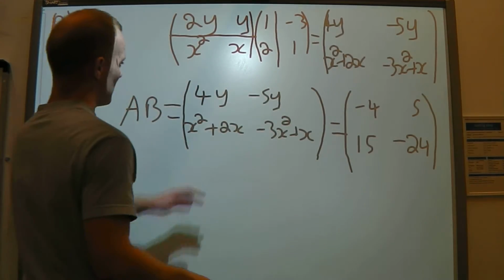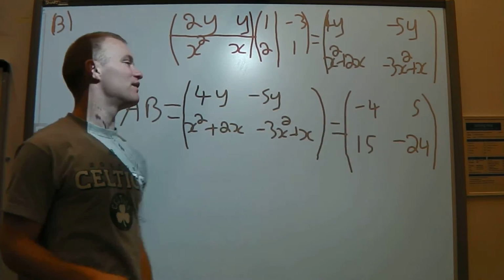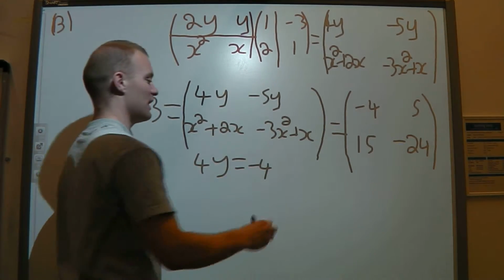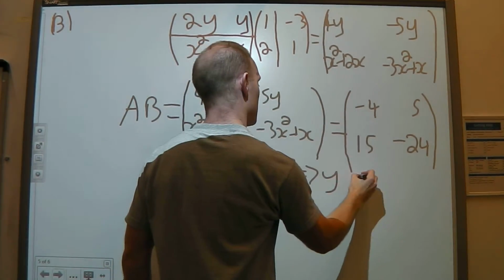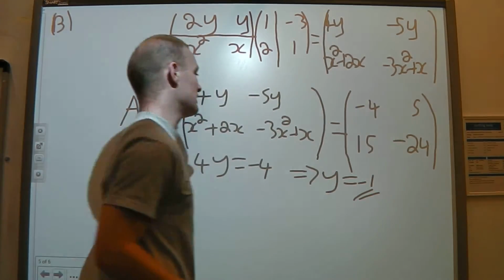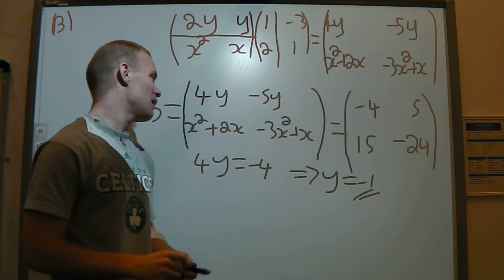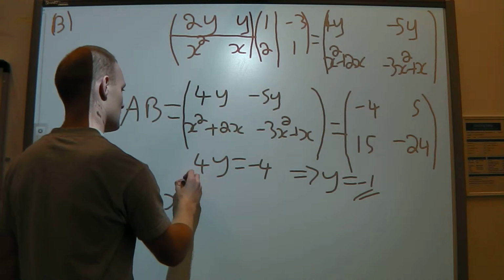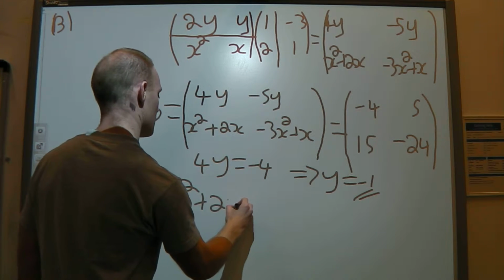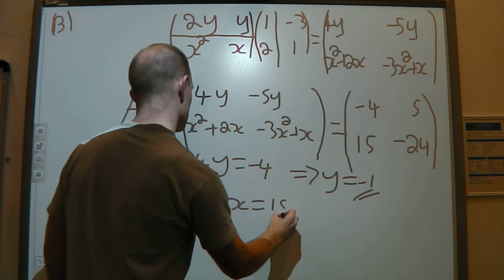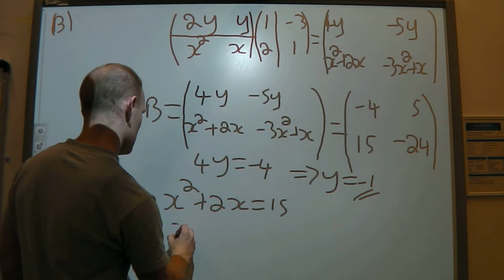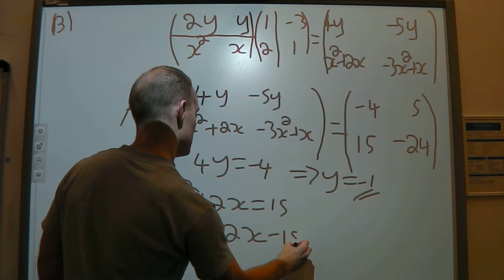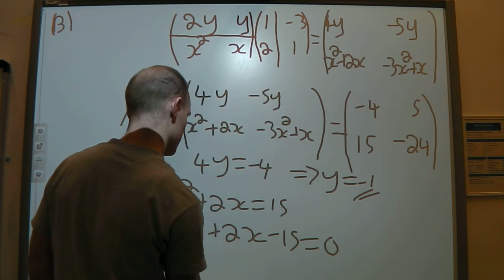Now here we can see that 4y is equal to negative 4. That implies y is equal to negative 1. Straightforward enough. Now for the x terms, it's a bit more complicated. We have a quadratic equation here. So we know that x squared plus 2x is equal to 15. That implies that x squared plus 2x subtract 15 is equal to 0.